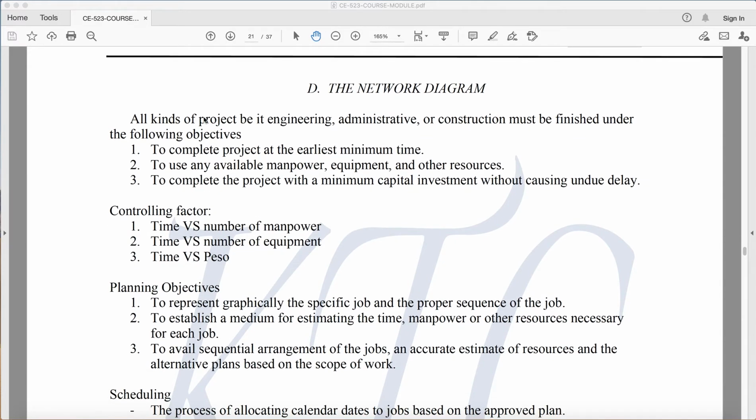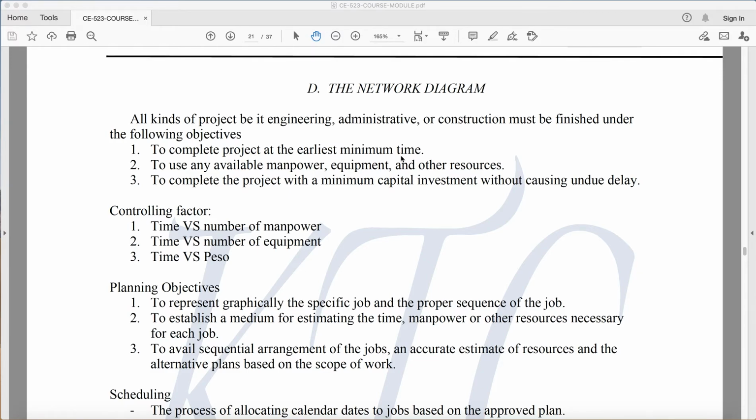Okay, but before that, let's first have a deeper understanding of the network diagram. All kinds of projects, maybe in engineering, in administrative, or construction itself, must be finished under the following objectives. We have three. Number one, to complete the project at the earliest minimum time.